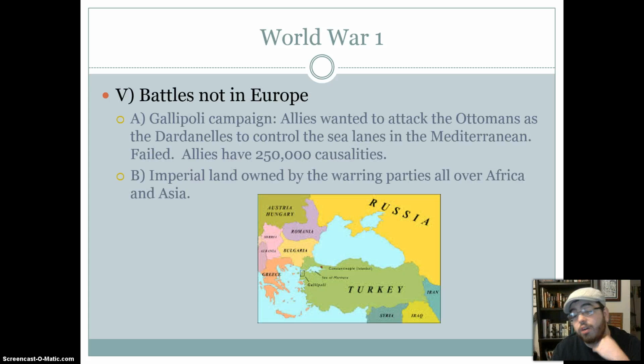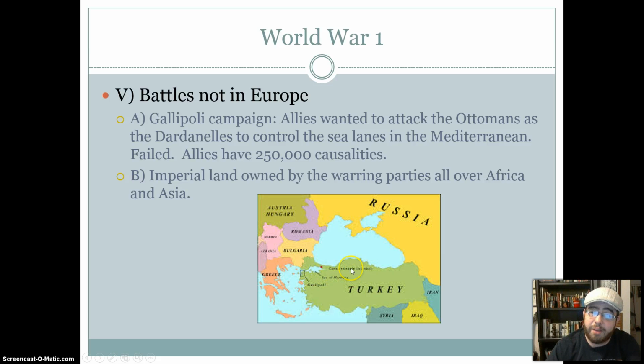From there, we're going to talk a little bit about battles on Europe. The Ottoman Empire was on the side of the Central Powers. And on this map, it is Turkey, but it's still the same thing. It's the Ottoman Empire. They also control this land down here and a little bit of land over here. And the major one was the Gallipoli campaign. And that's when the Allies wanted to attack the Ottomans at the Dardanelles, I can never say that, control the sea lanes in the Mediterranean.